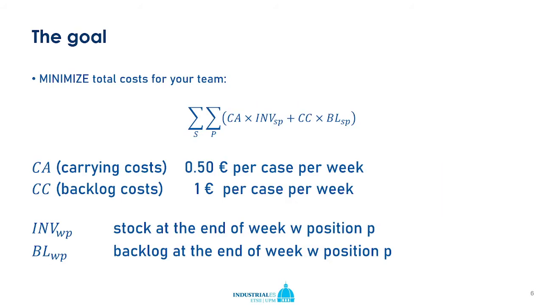The goal is to minimize the total cost of the supply chain of your team. This is the expression, but it's pretty simple. There are two reasons for having costs. One is carrying costs, so having inventory. One strategy for you to try to fulfill the demand is having lots of inventory, so that anytime whoever you're fulfilling the demand for has some demand, you can fulfill it.